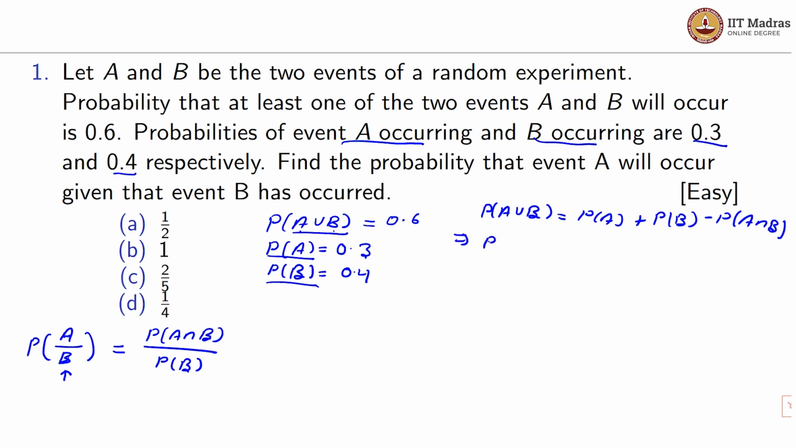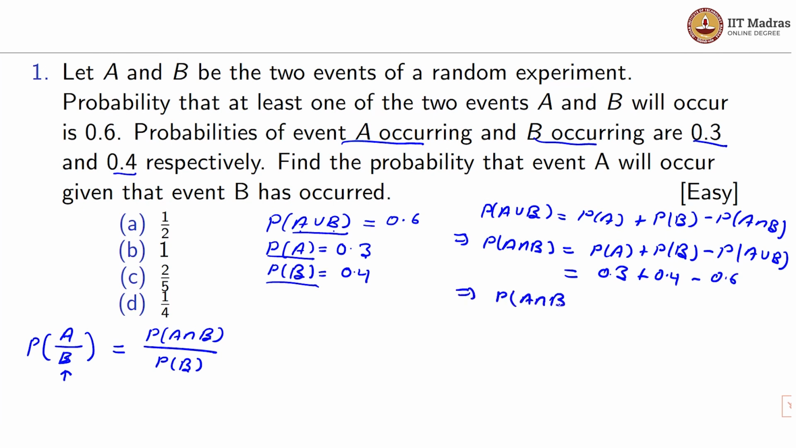From here, probability of A intersection B will be P of A plus P of B minus P of A union B. So P of A is 0.3, P of B is 0.4 and P of A union B is 0.6. Hence probability of A intersection B will be 0.1. By putting the values here, P of A intersection B is 0.1 and probability of B is 0.4. This is 1 by 4. So probability of A given B will be 1 by 4. The right answer is 1 by 4.